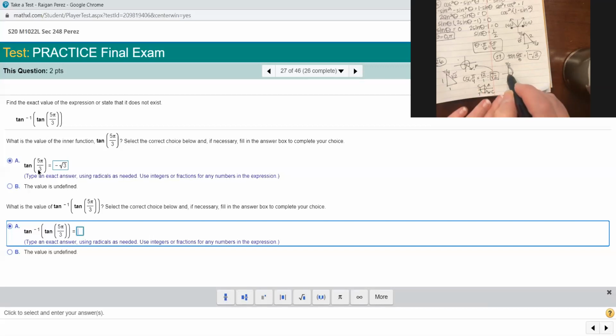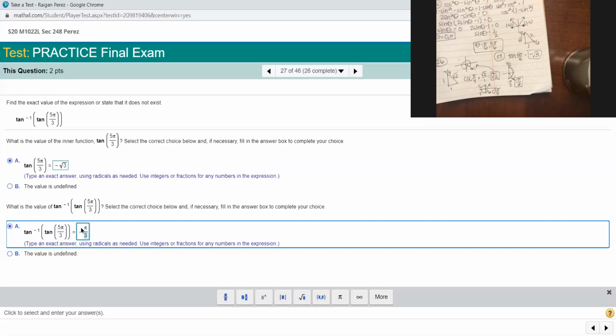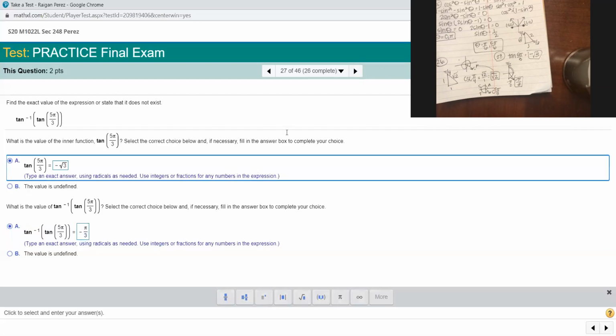So what else could this angle be but in that interval? Well, negative pi over 3 would be the angle because over here it was 5 pi over 3, but they're the same angle. So right here, the answer is negative pi over 3. Right, there we go.